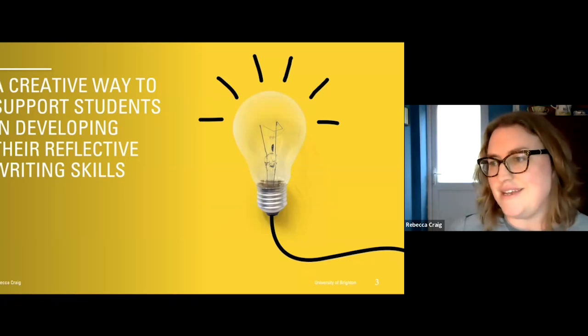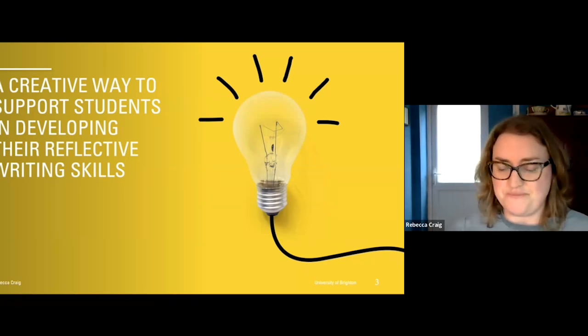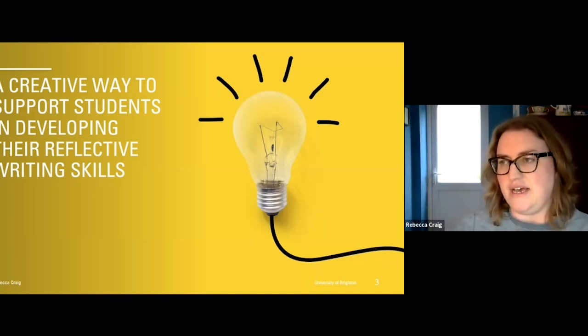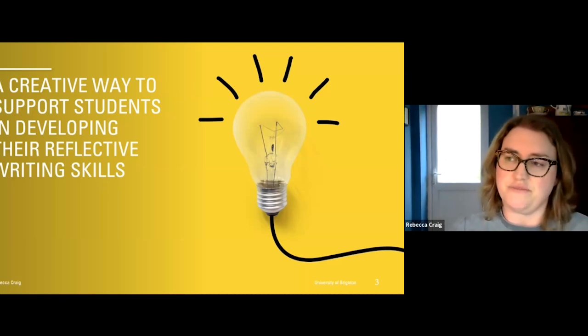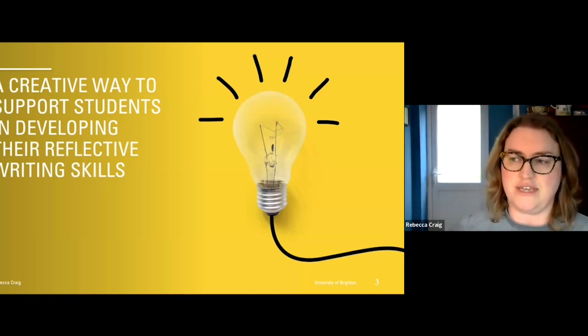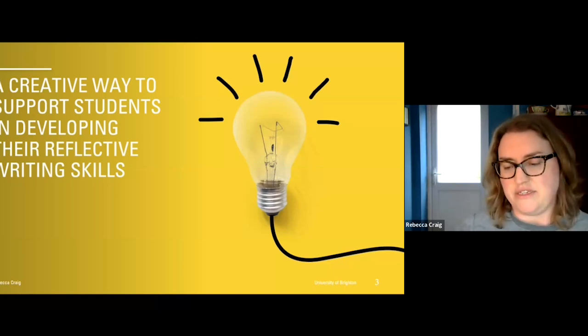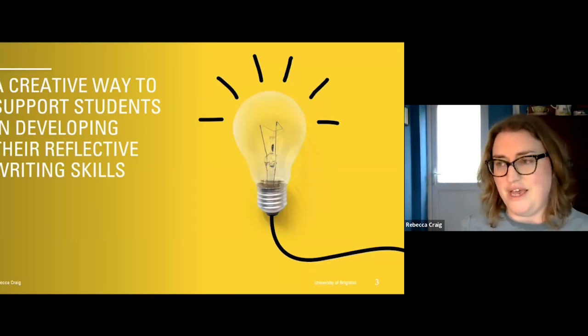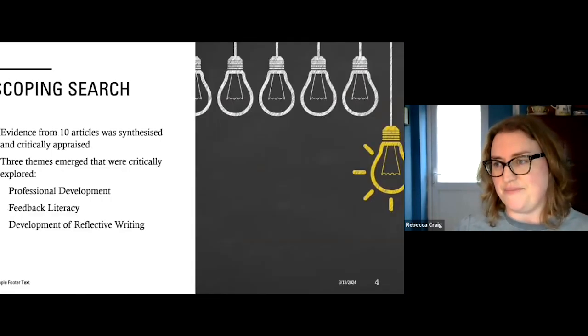So some colleagues and I talked about this, and one of my colleagues who works in the School of Biomedical Sciences had already started doing some creative ways to support students in developing their reflective writing through peer assessment. She had them working in small groups, and they would do some peer assessment of each other's work to give some honest feedback on how they could develop their reflective writing skills.